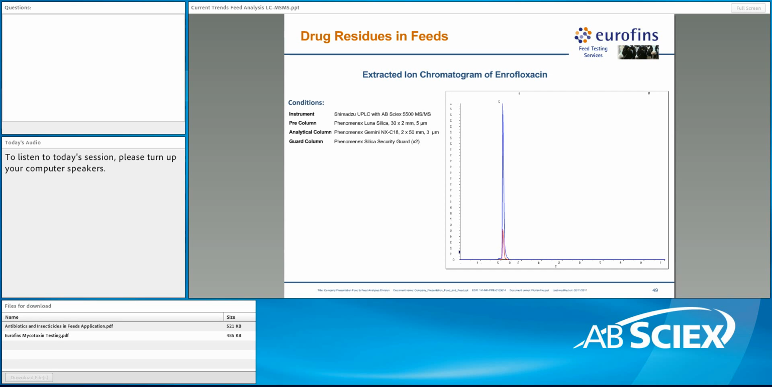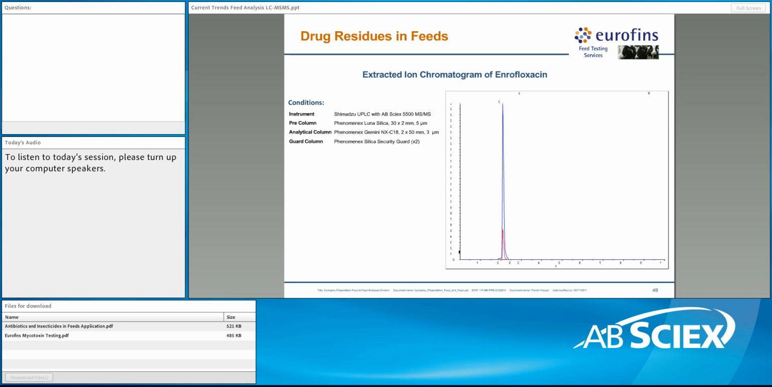An example of an extracted ion chromatogram of norfloxacin, a very, very sensitive peak on this instrumentation, and the instrument conditions and configuration here. We're commonly using Shimadzu HPLC instruments now, and again, we use a pre-column in order to more or less merge the phase that the prep is done into the mobile phase of the system.